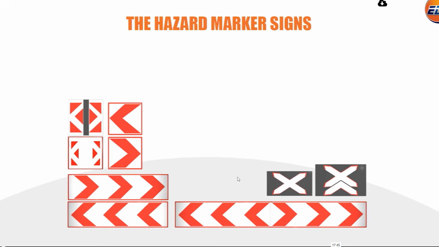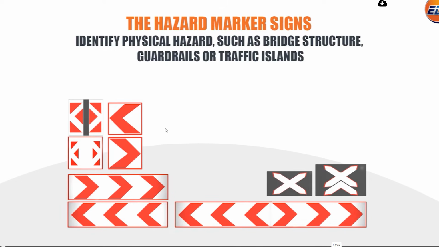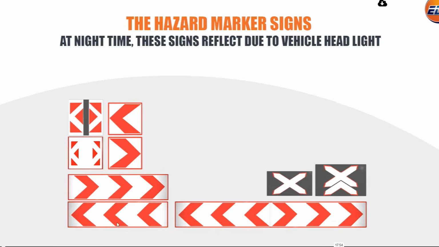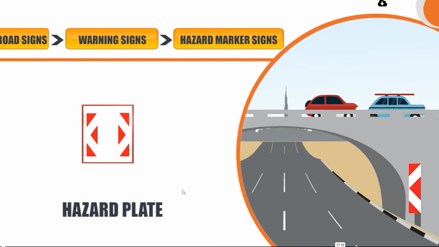Now you will learn about the second type of warning sign, that is, hazard marker signs. The hazard marker signs identify physical hazard, such as bridge structure, guardrails, or traffic islands. At nighttime, these signs reflect due to vehicle headlight. Hazard plate. These hazard plate signs are used to identify the bridge structures and guardrails. These signs can be found on major roads to alert the motorists to position their vehicle appropriately on the road.